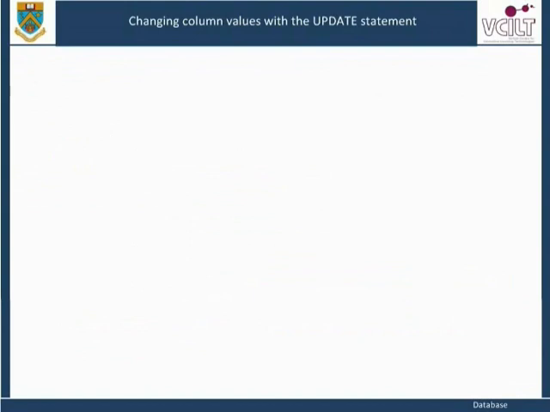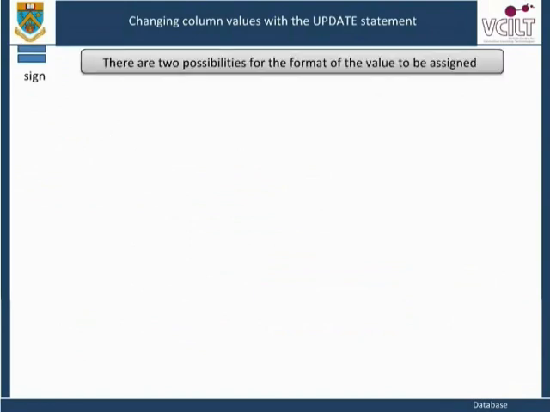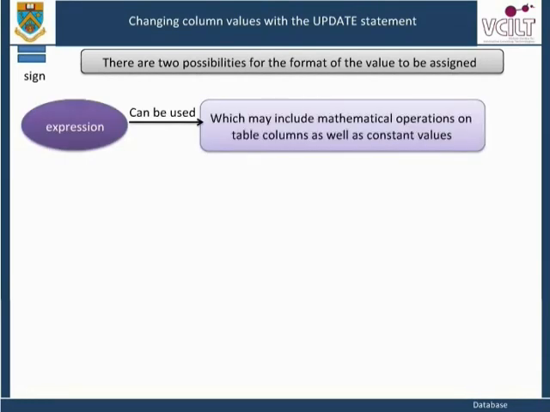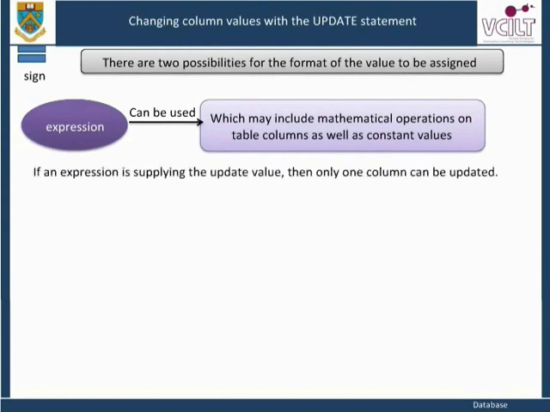Following the equals sign, there are two possibilities for the format of the value to be assigned. An expression can be used, which may include mathematical operations on table columns as well as constant values. If an expression is supplying the update value, then only one column can be updated.